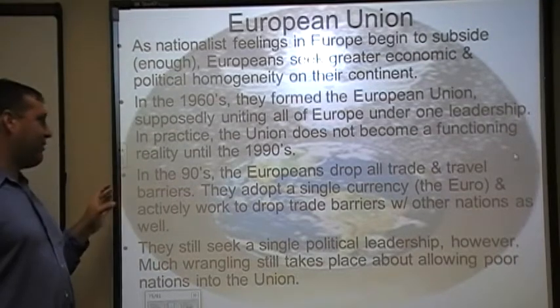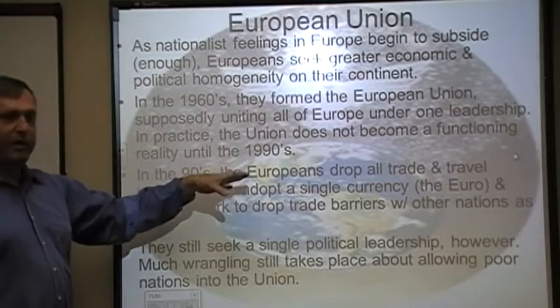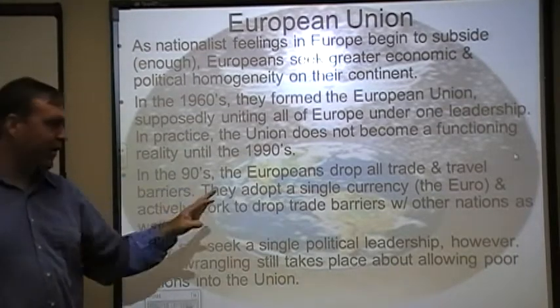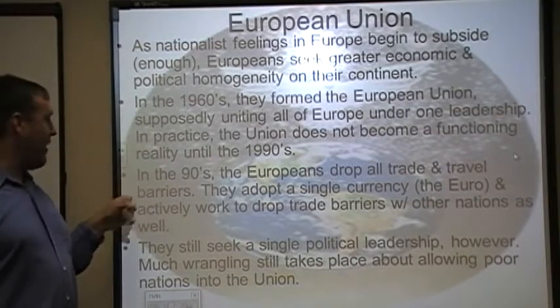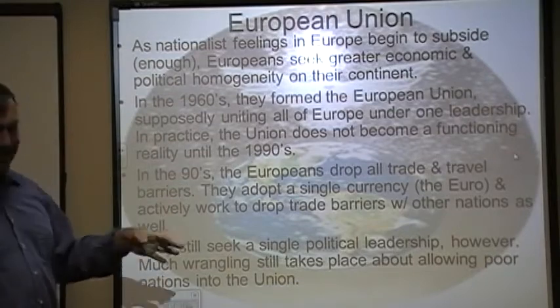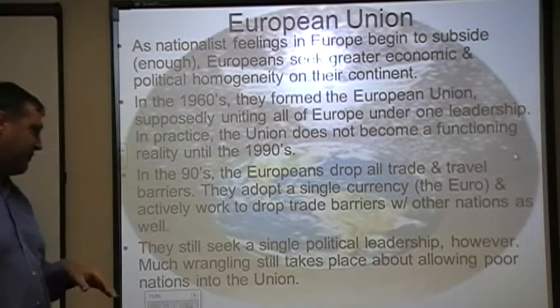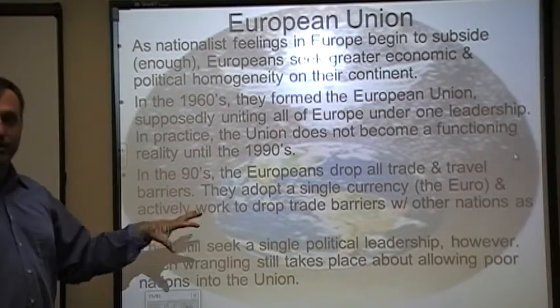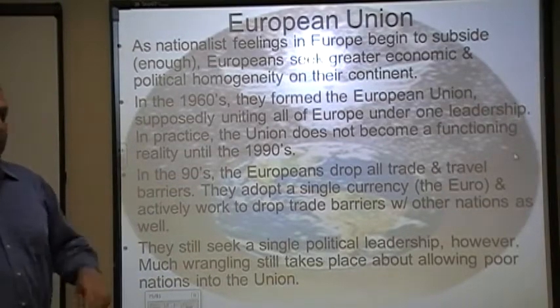They do that kind of thing, right? And in the 1990s, this is when the Europeans are going to drop their trade and travel barriers. They're going to adopt a single currency, the euro, and they actively work to drop these trade barriers with other nations as well. They're still looking for a single political leadership, though, and there's a lot of wrangling about how to allow poor nations into or out of the European Union.